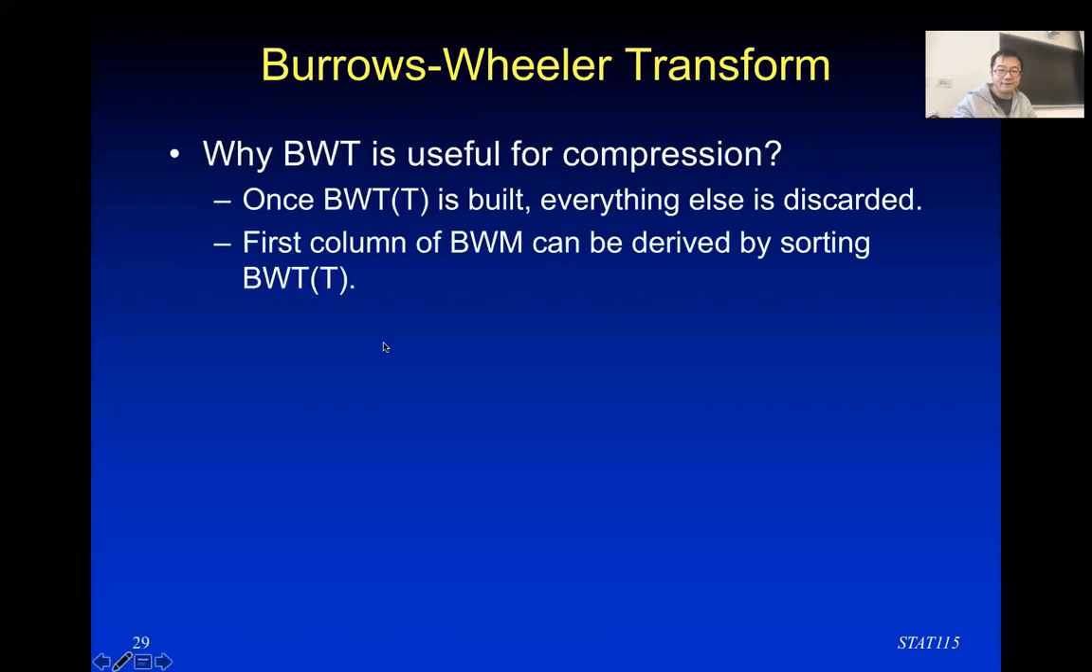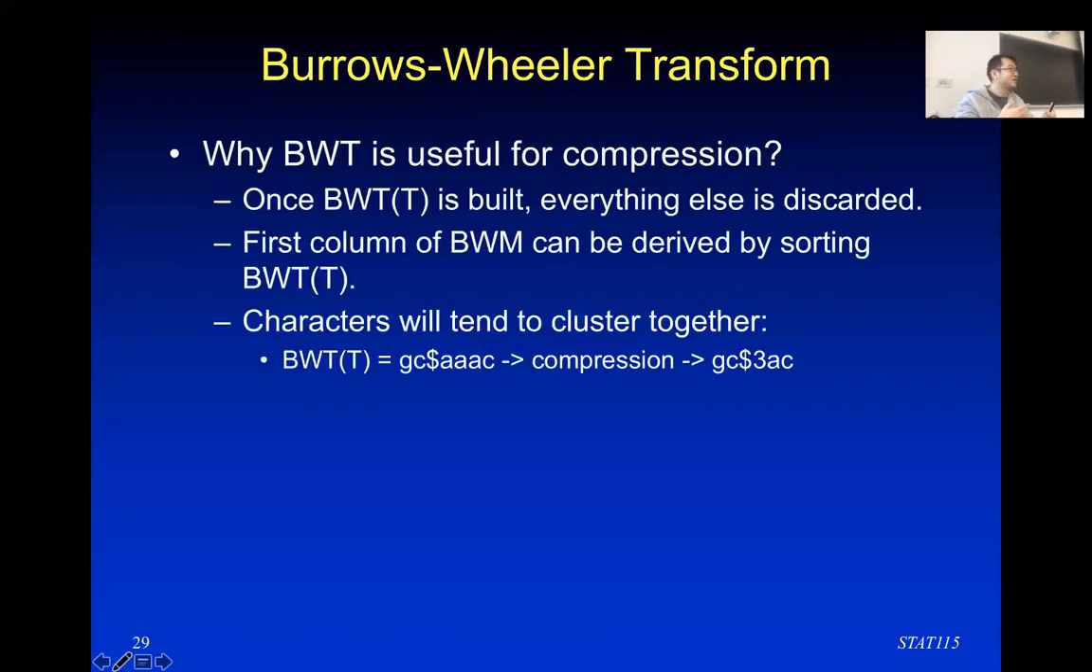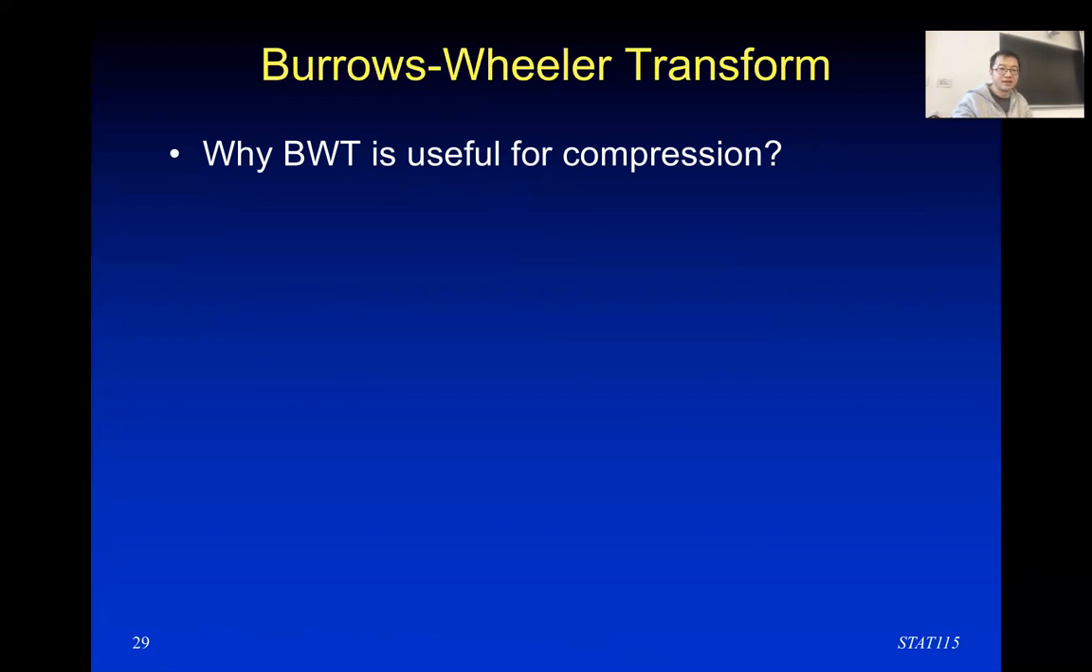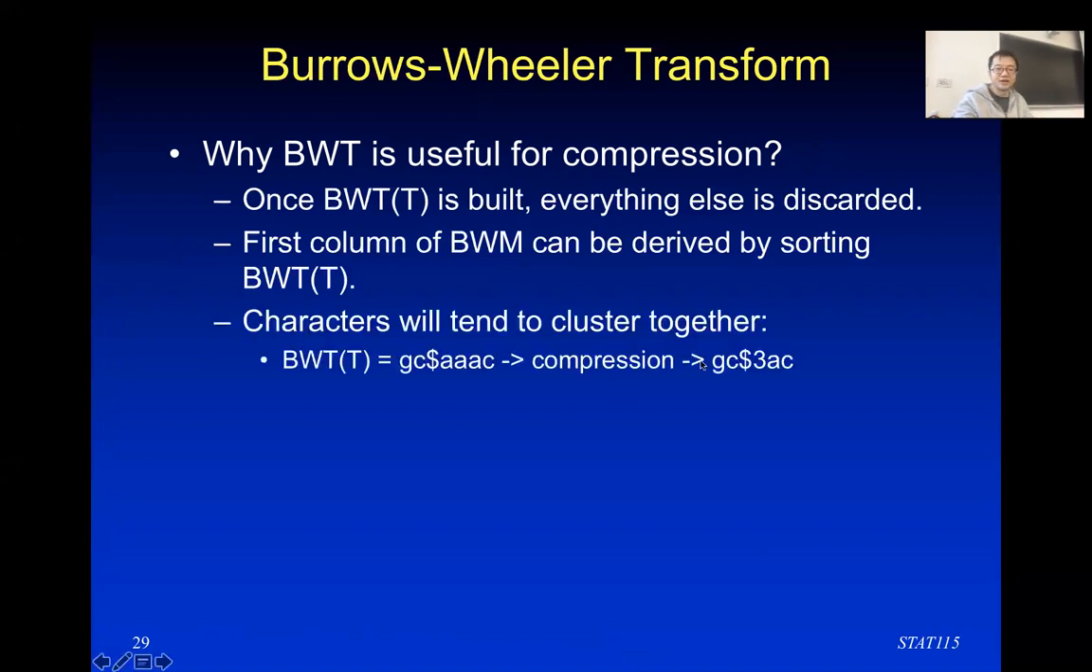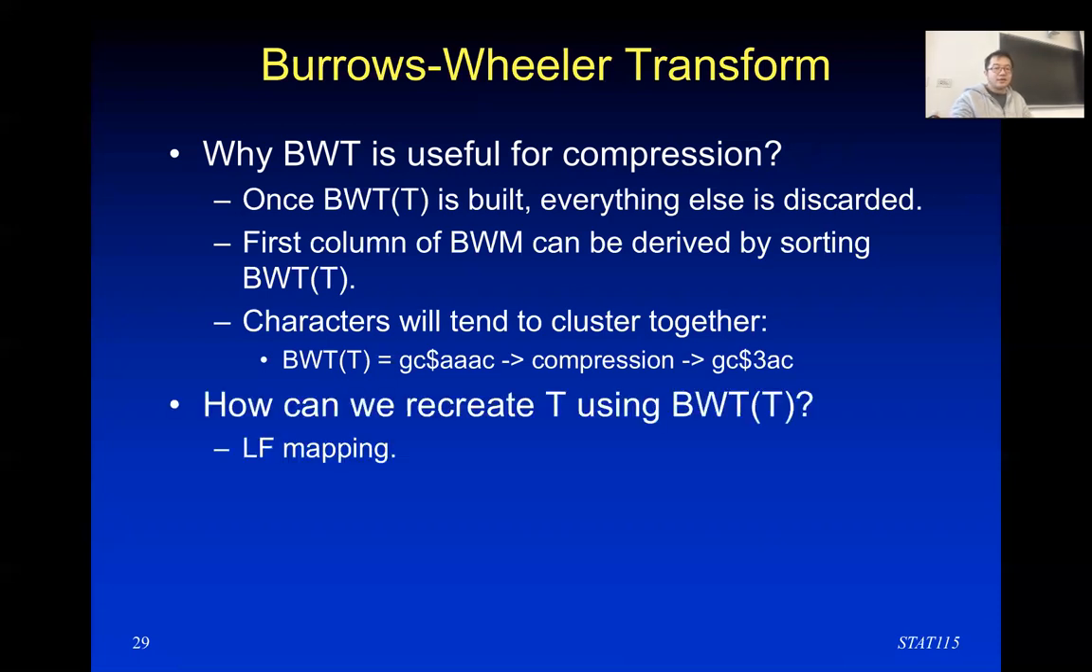And then we can use a straightforward run-length algorithm to compress. If there are 100 T's in the last column, we can just represent it as T100. We can just use 3A to represent three A's. But these are not quite relevant to the mapping.